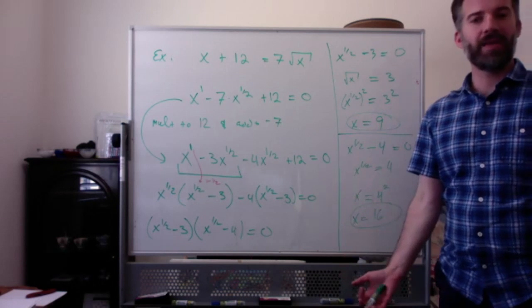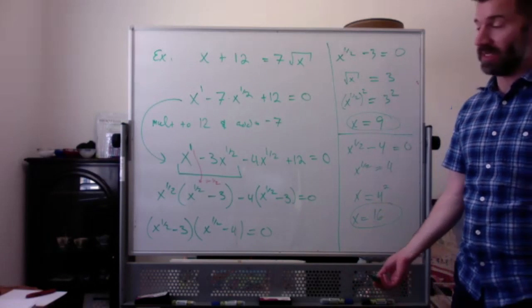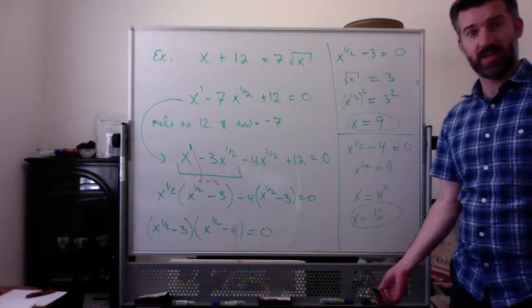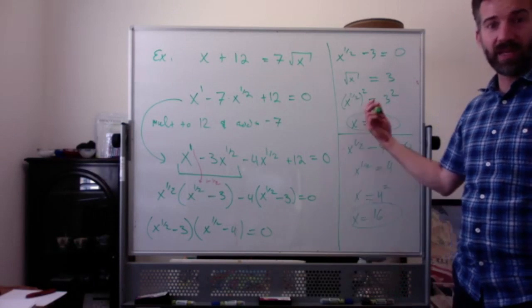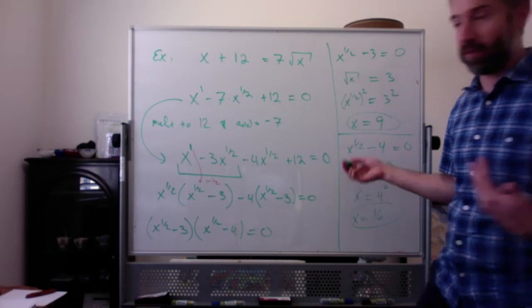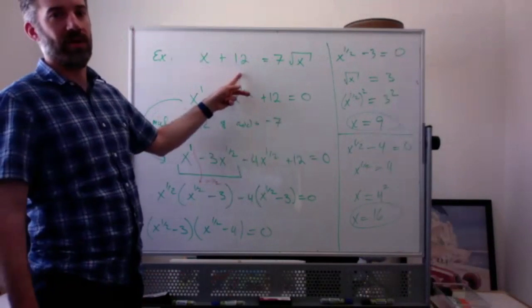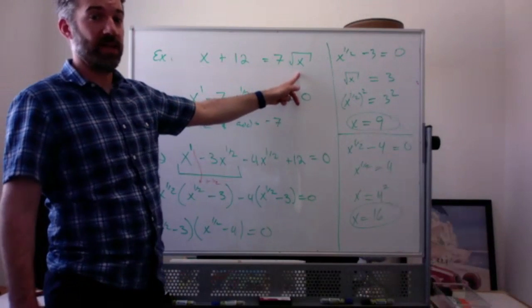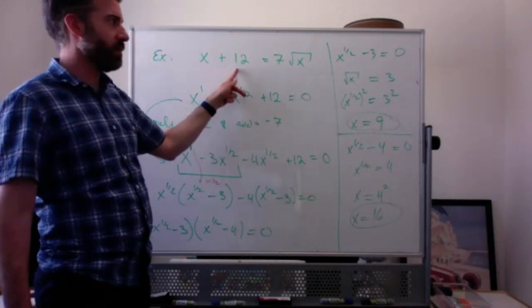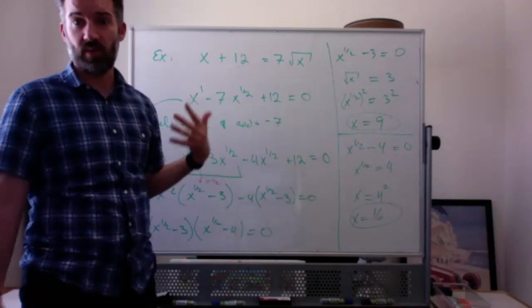Sometimes, depending on the powers you're dealing with, you might have to check your solutions because occasionally you get what are called extraneous solutions, where although they seem like they're a solution, they actually aren't. Here, we don't have any extraneous solutions. If you plug back in both of these, if you plug in 9, 9 plus 12 is 21, and 7 times the square root of 9 is 7 times 3, which is 21. If you plug in 16, 16 plus 12 is 28. 7 times the square root of 16 is 7 times 4, which is 28. So here, both of our solutions are perfectly valid.